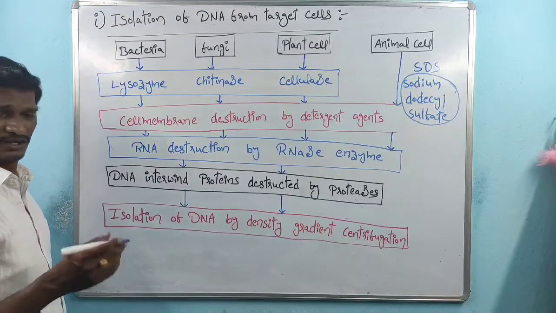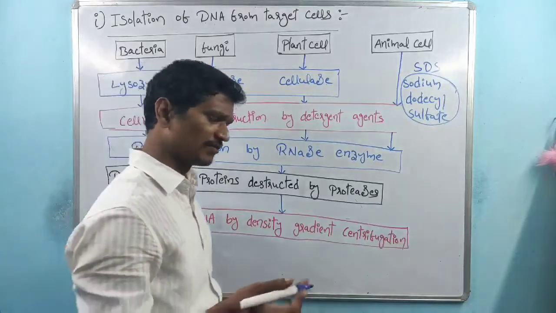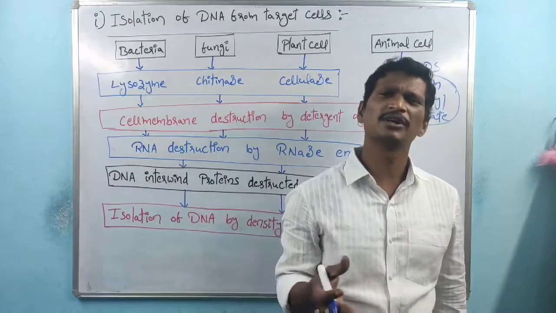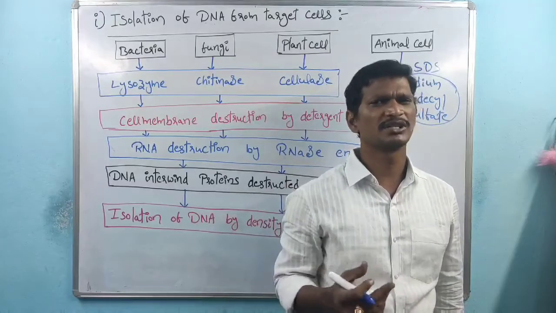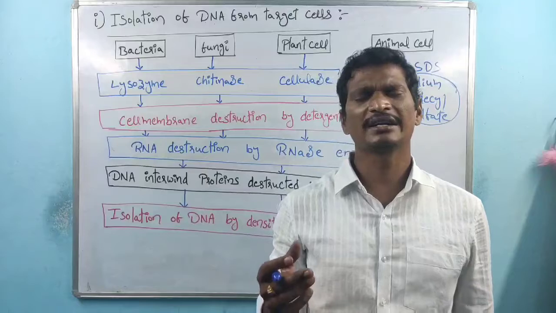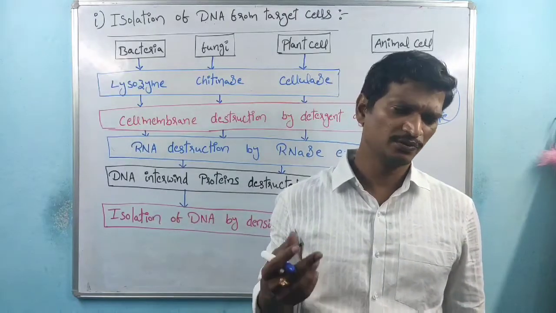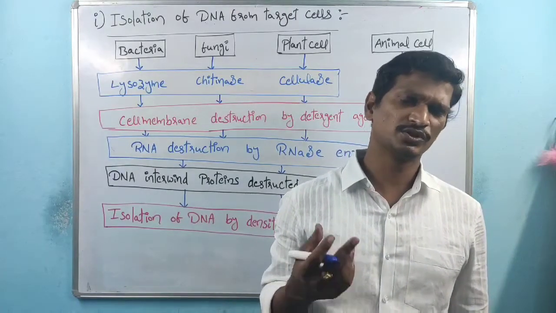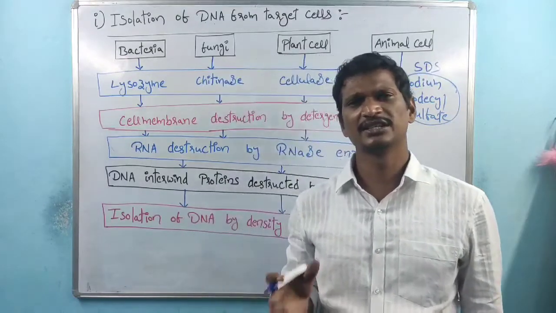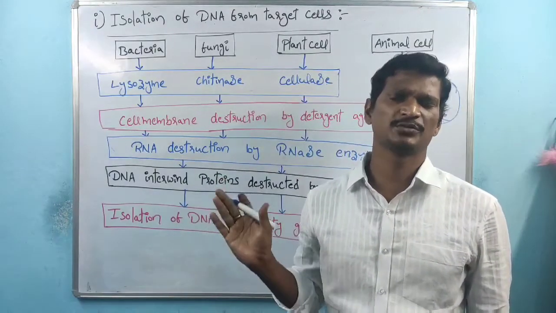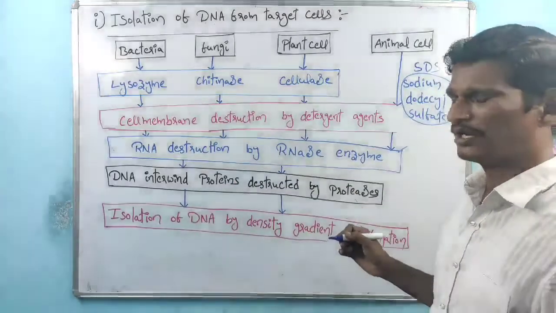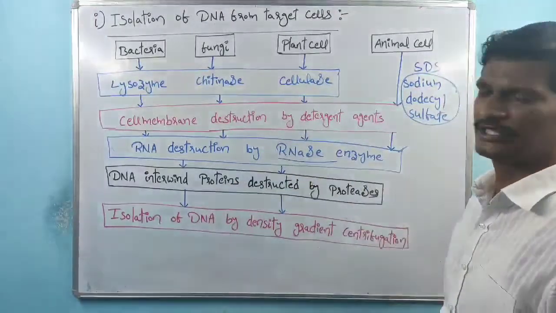Next, if we remove the cell membrane, there is also RNA content within the cell. Within the cytoplasm, the RNA content is present. In the nucleus, RNA content is also present. So we have to use an RNase enzyme. If we add RNase enzyme to the solution, complete destruction of the RNA in the cytoplasm and nucleus takes place. So we remove the RNA by the usage of RNase enzyme.